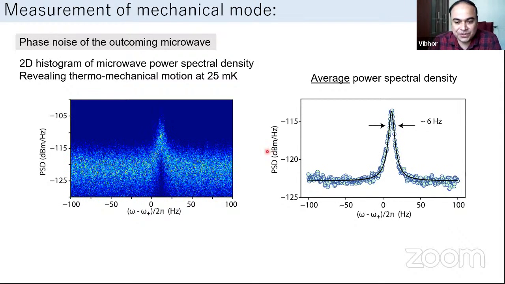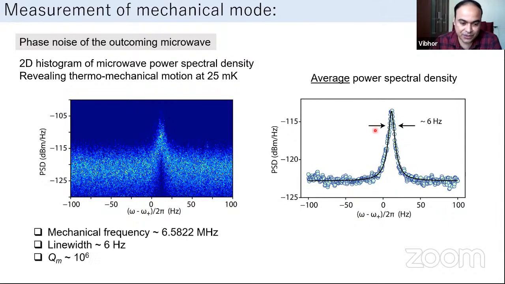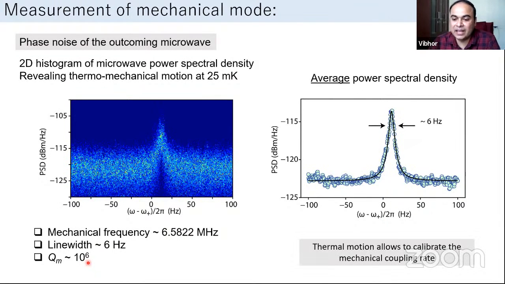Okay. What you see on the right-hand side is the average plot computed from these histograms. And from here, we can characterize a mechanical frequency of something like 6.5 megahertz and a linewidth of 6 hertz, which corresponds to a quality factor of over a million. Okay. One nice thing about this thermal motion is that it allows us to calibrate the mechanical coupling rate.